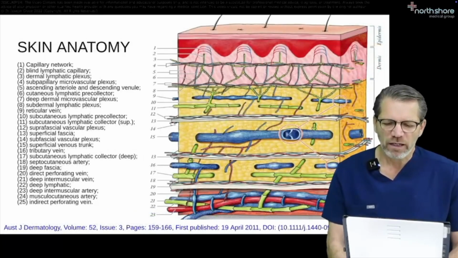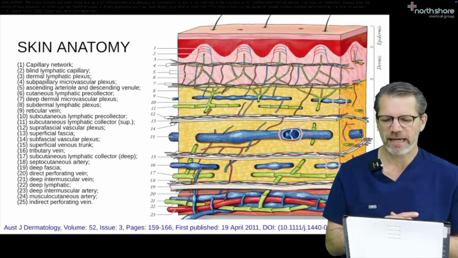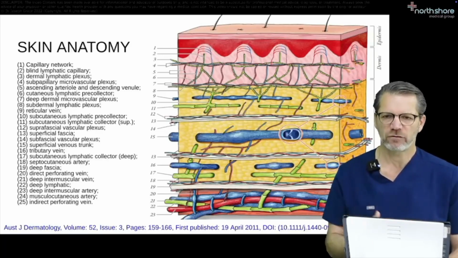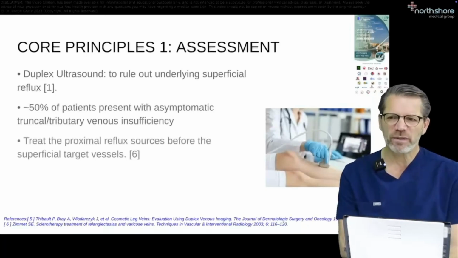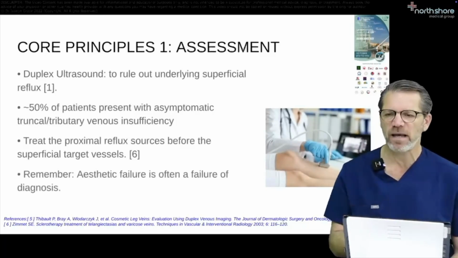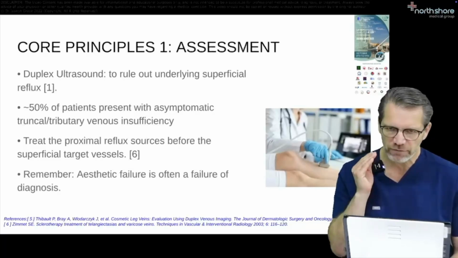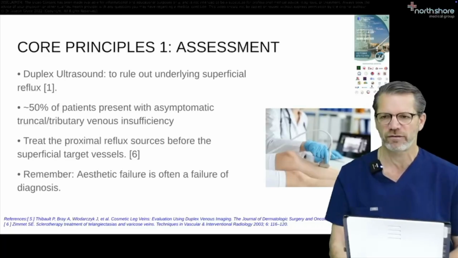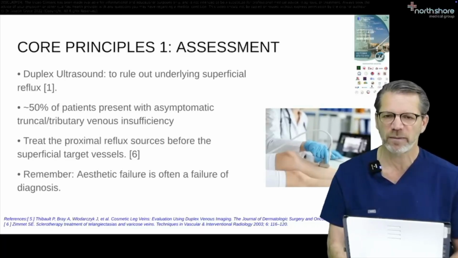It's worthwhile emphasizing that the skin is comprised of a well-defined, complex network of vascular and lymphatic structures, and it's worthwhile respecting. Let's look at some core principles. Assessment: duplex ultrasound is mandatory. The venous map will help identify underlying root veins which need to be treated first before addressing the surface veins. I ensure that this is explained and communicated to the patient properly well before treatment.